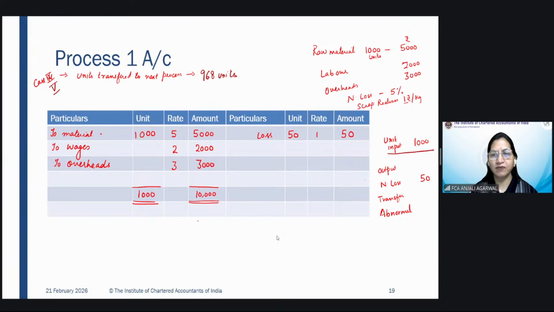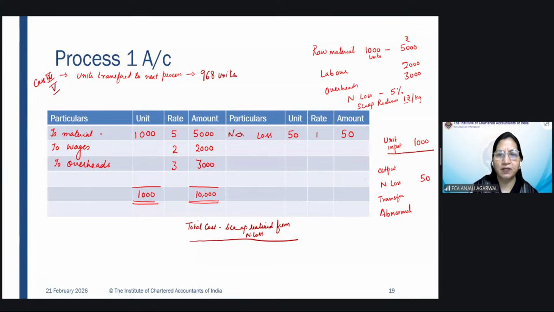It is only in the formula we are saying that total cost minus scrap value realized from sale of normal loss. So only the normal loss units which have been sold, whatever amount is recovered from that, that is subtracted from the total cost. So no matter whether you have a normal loss, abnormal gain, so far your question remains this much only. So this much information which is given in the question, I can paste it before even starting to do any calculation.